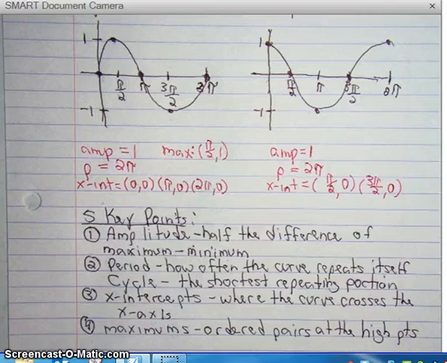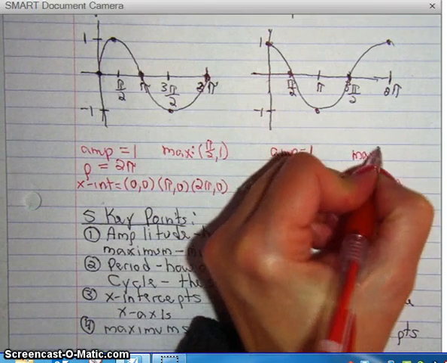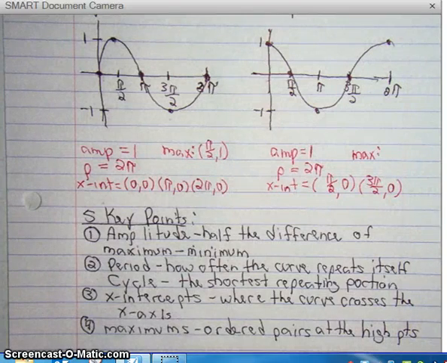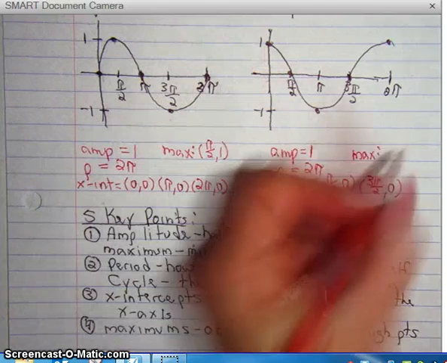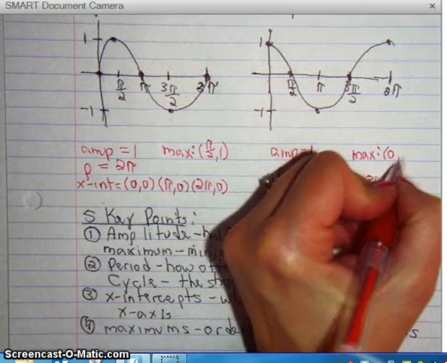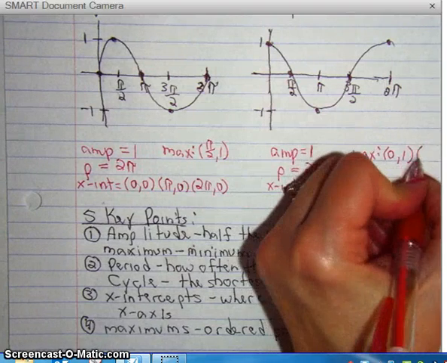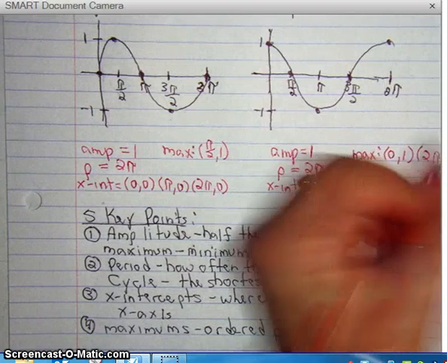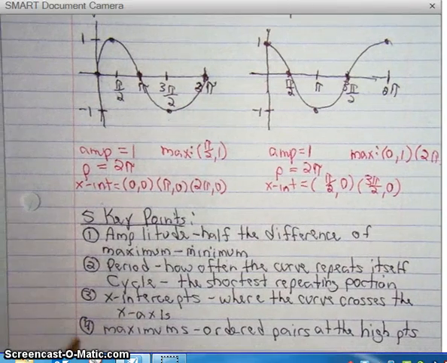Okay? All right, Hannah, what about maximums for a cosine? I believe there are 2 of them. First max is at? So over 0, up 1. Other max? Very good.